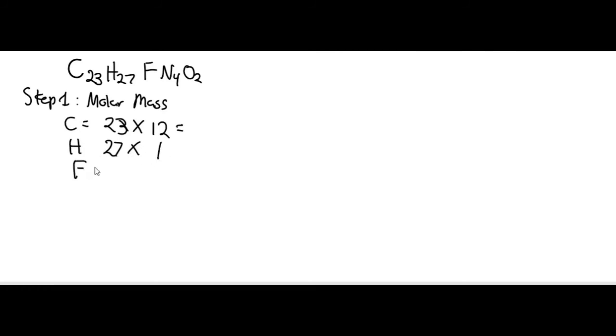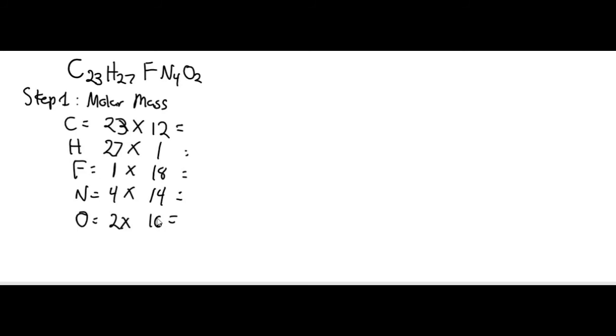We have fluorine, so we only have 1 fluorine, and the atomic mass of fluorine is 18. And for nitrogen, we have 4 nitrogen in the equation, so 4 times 14. And then we have oxygen. We have 2 oxygen, and the atomic mass of oxygen is 16. So now we have that. Let's multiply everything.